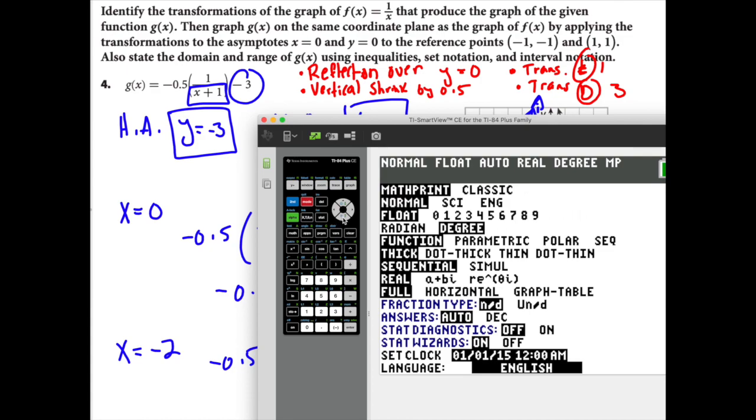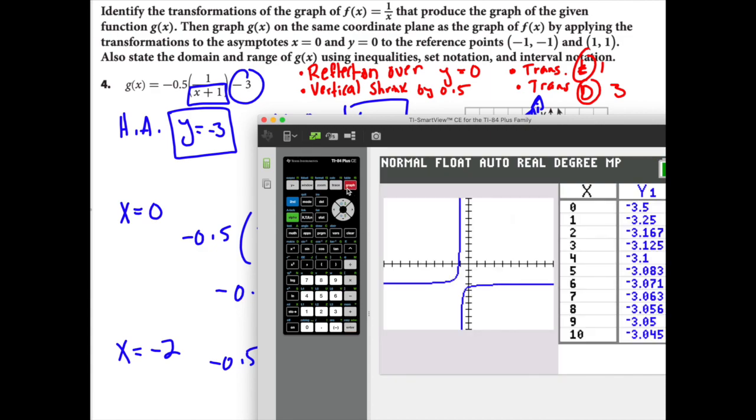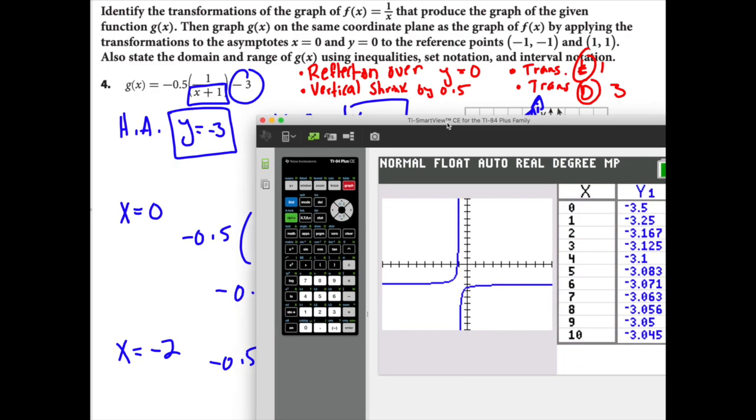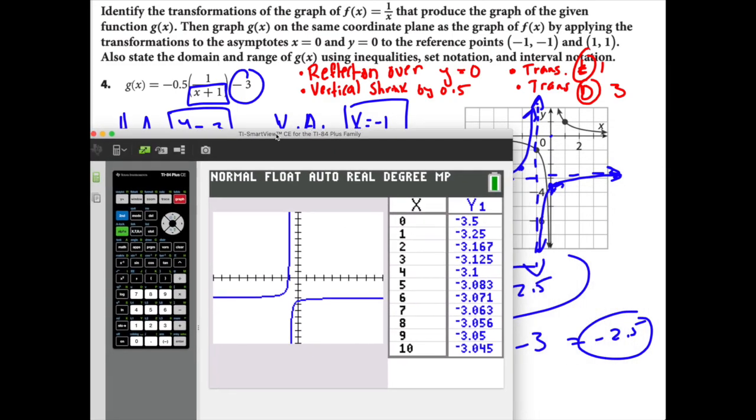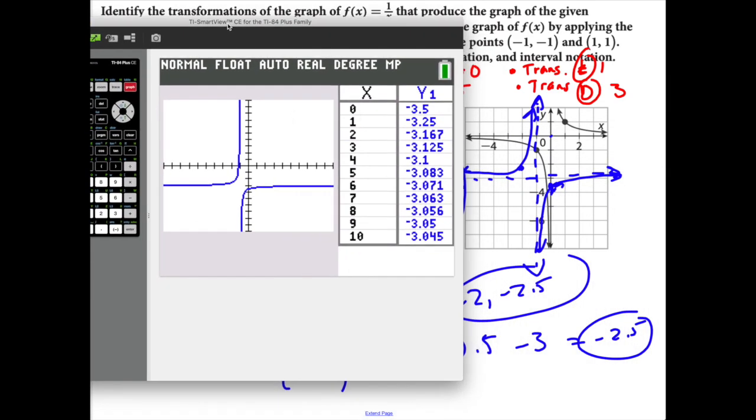I also found this really cool setting. If you go to mode and you go down to this setting right here where you see full, and you go over and select graph table or GT on some of the older model calculators, when you do graph, it'll actually build it side by side with your table here. Okay, so that's mode, scroll down and look for graph table, rewind if needed, and you can see that our graph is matching the graph that I made.